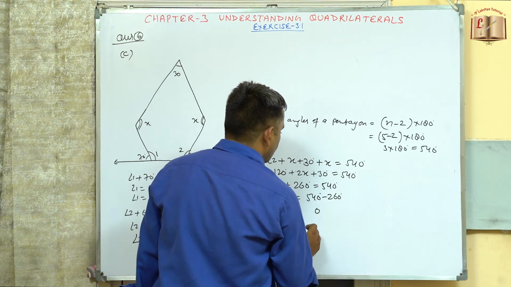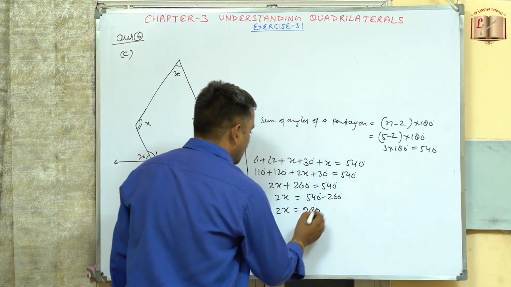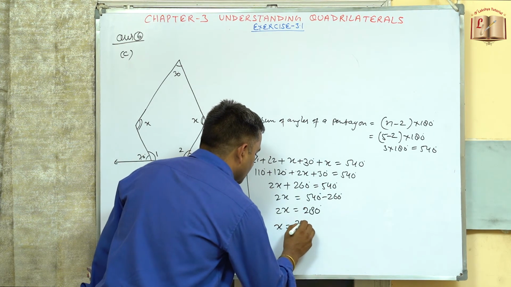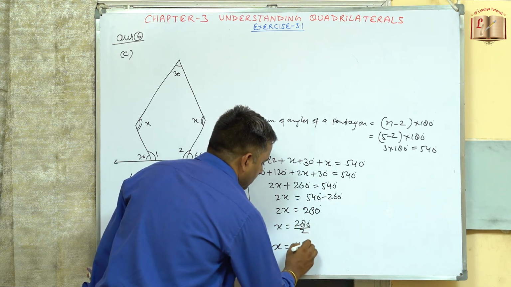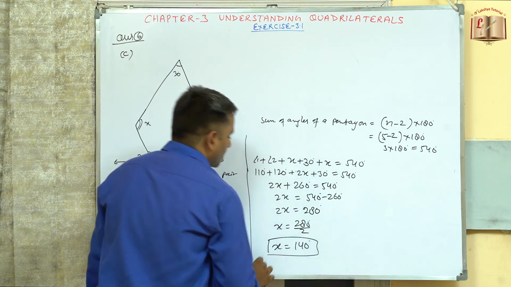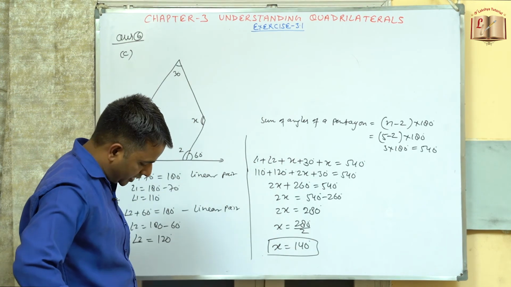So this will be 280 degrees. So we got x equals 280 divided by 2. So we got x is equal to 140 degrees. So this is the value of x.